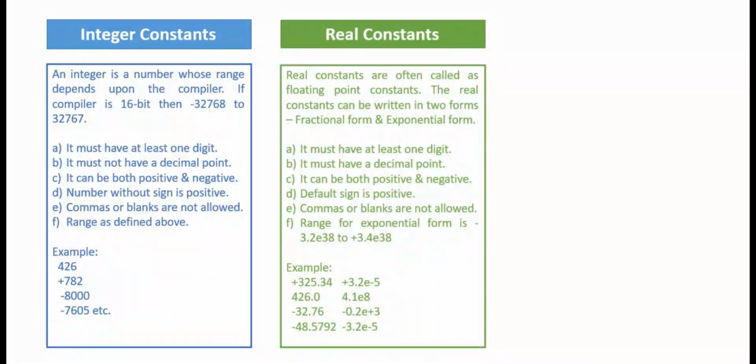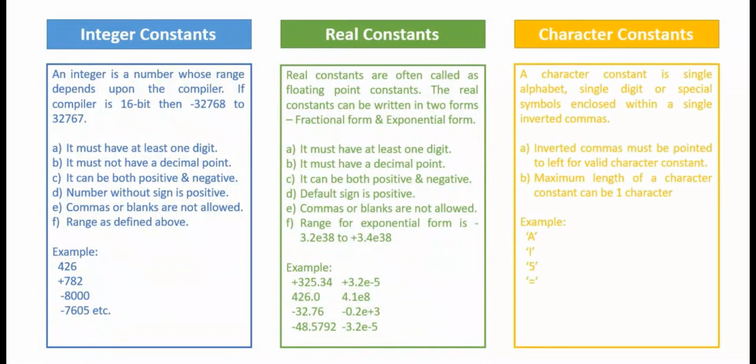And the last one is character constant. A character constant is a single alphabet, single digit or special symbol enclosed within single inverted commas. The inverted commas must be pointed to the left for a valid character constant. The maximum length of a character constant can be 1 character. As an example, you can see 'A' enclosed within single inverted commas. Similarly, 'L', '5' and the equal to sign.